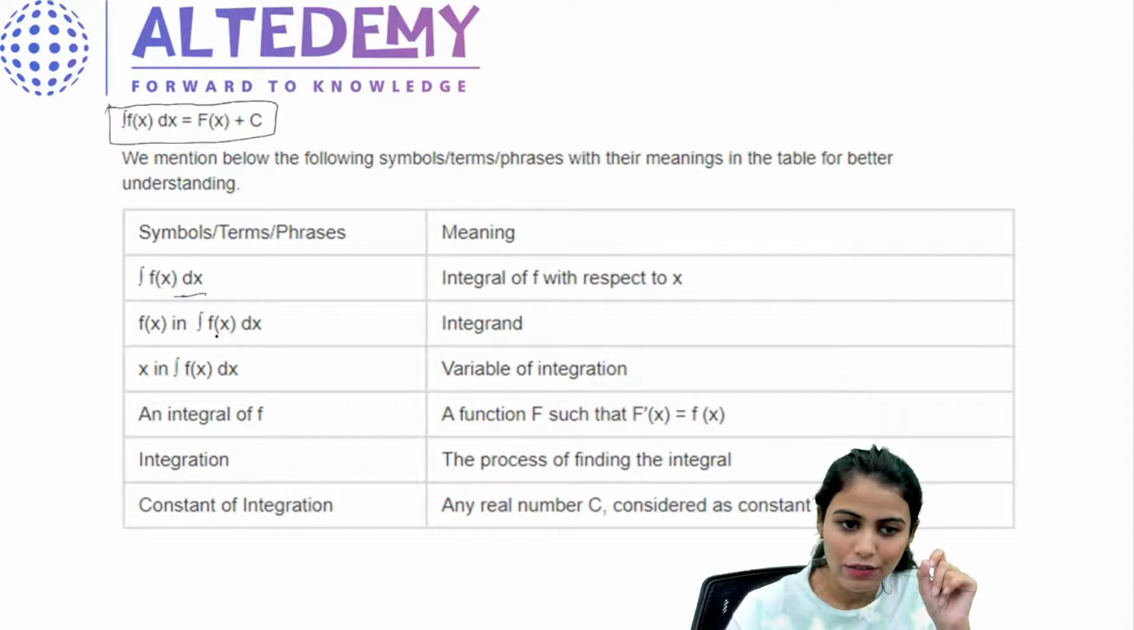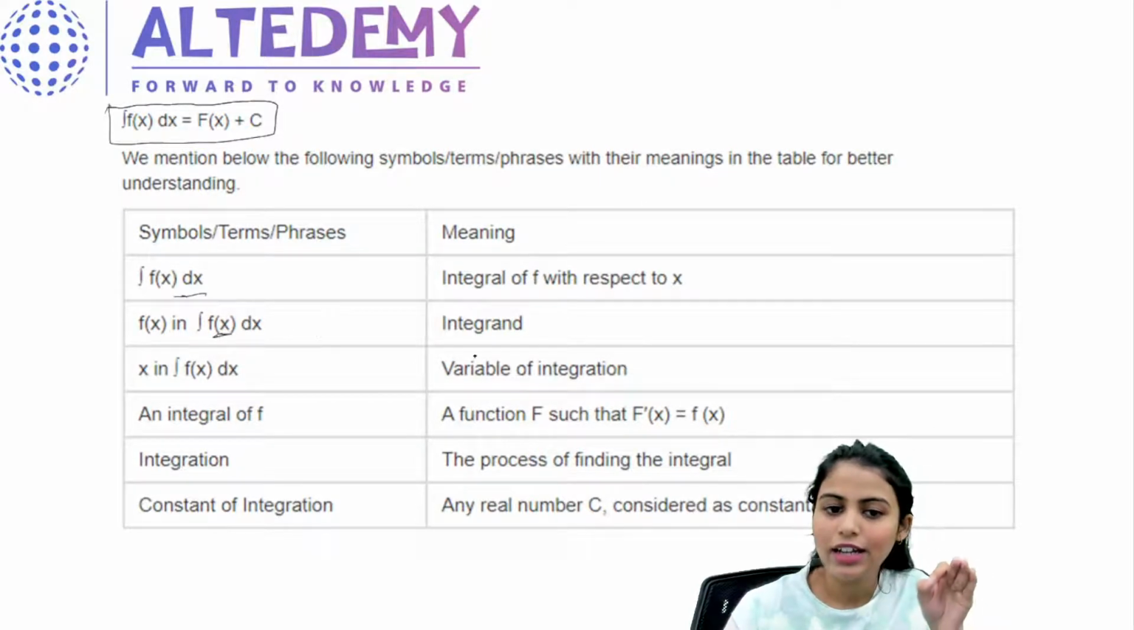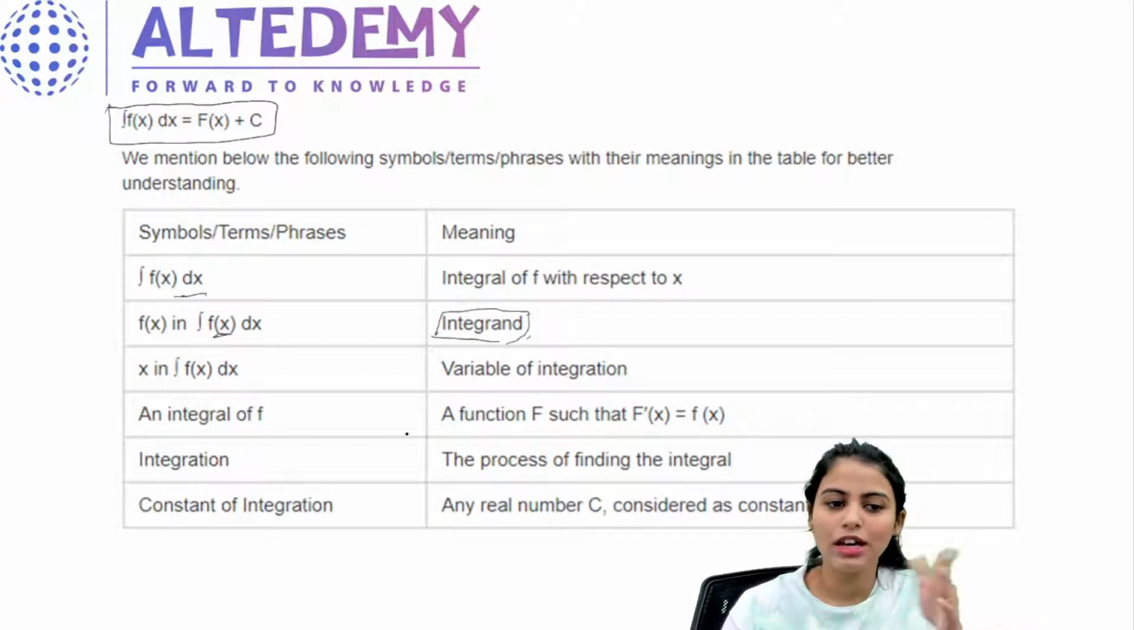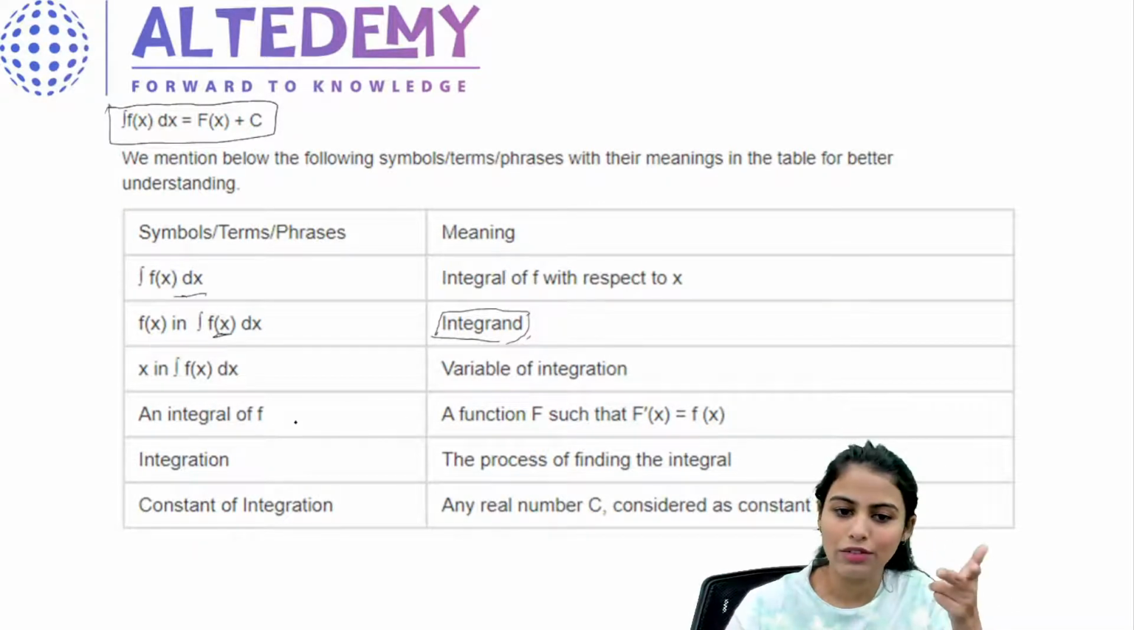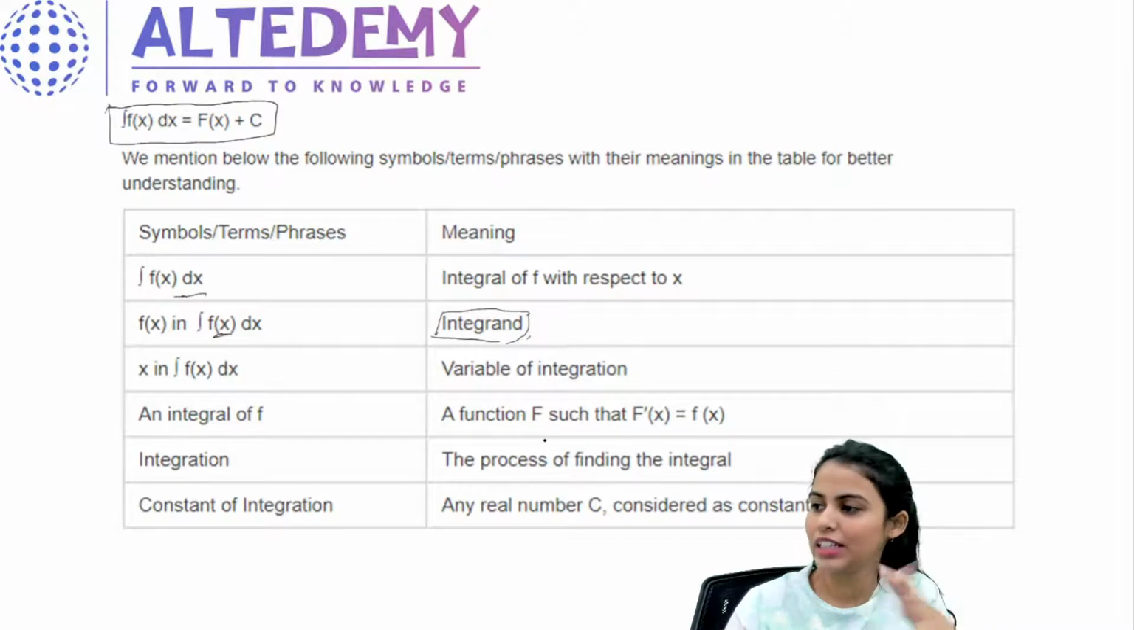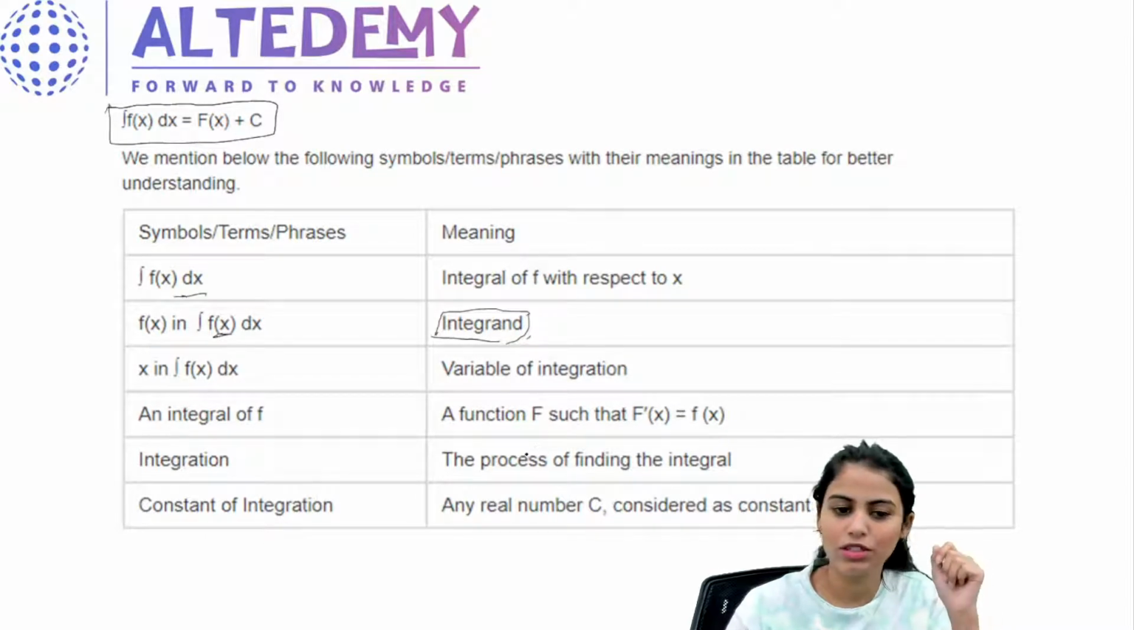Then f(x), whatever the function being integrated, is known as the integrand. Now x in f(x) dx is the variable of integration, with respect to x. An integral of f is a function F such that F'(x) is equal to f(x). Integration is the process of finding the integral. This is what we are studying.